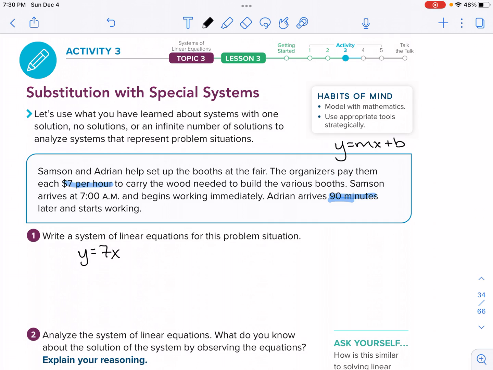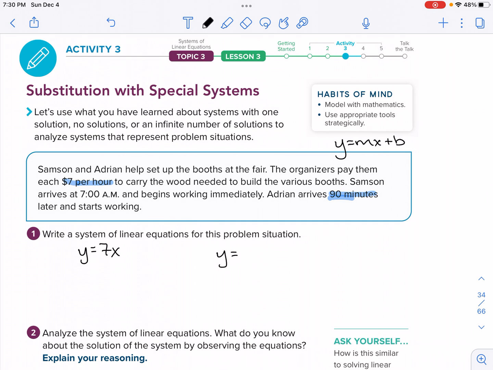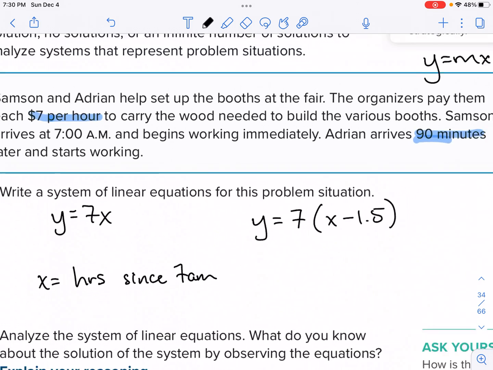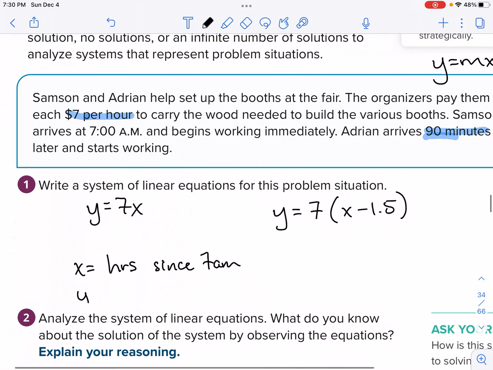Okay, and then the second one for Adrian. Adrian's also making the same amount, but he arrives at work a little bit later. So I'm going to write the equation, and we'll talk about why that is the case. His equation is y equal to 7 times (x minus 1.5). What x is representing is hours. Since they start at 7, it's going to be hours since 7 a.m. Not to be confused with this 7 right here, because that's $7 per hour. This is just time. And y is representing the amount of money made in dollars. So we'll just say money earned.